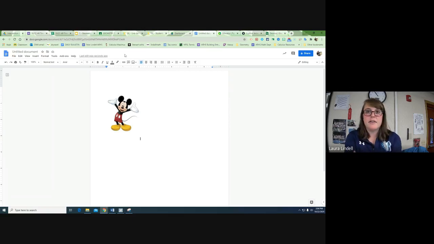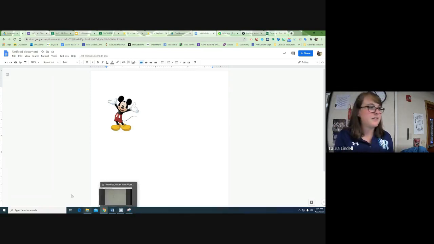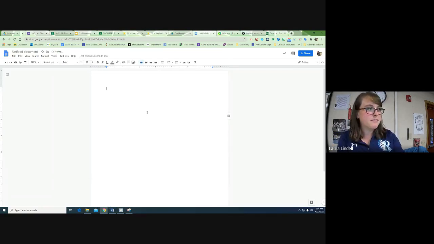Anyway, that was to illustrate what a dilation is doing. We're making something larger or we're making something smaller, but we're keeping the same proportions to it. So go ahead and grab whatever you're using to take notes, and let's get started.